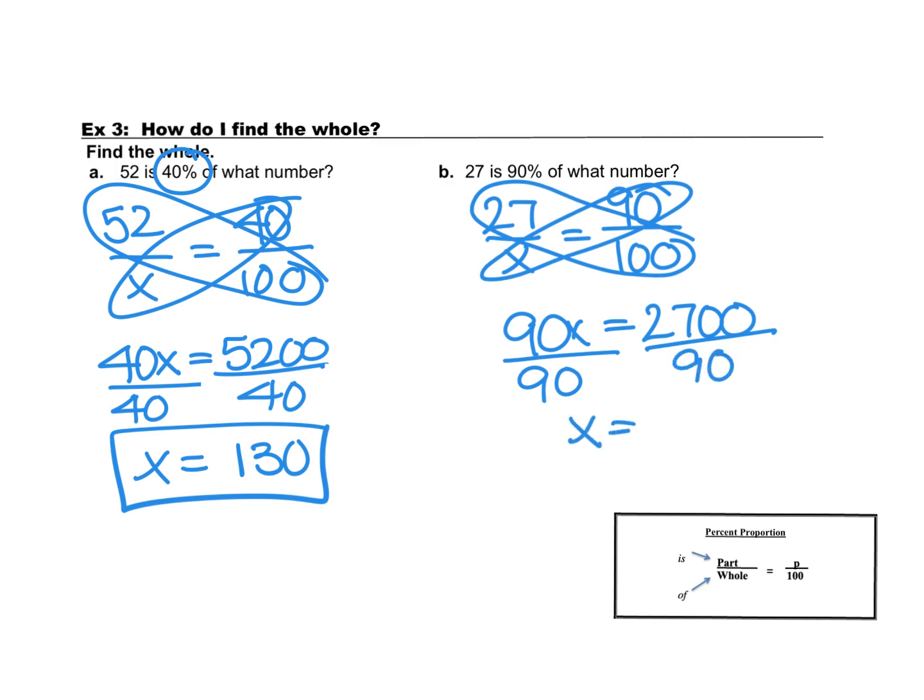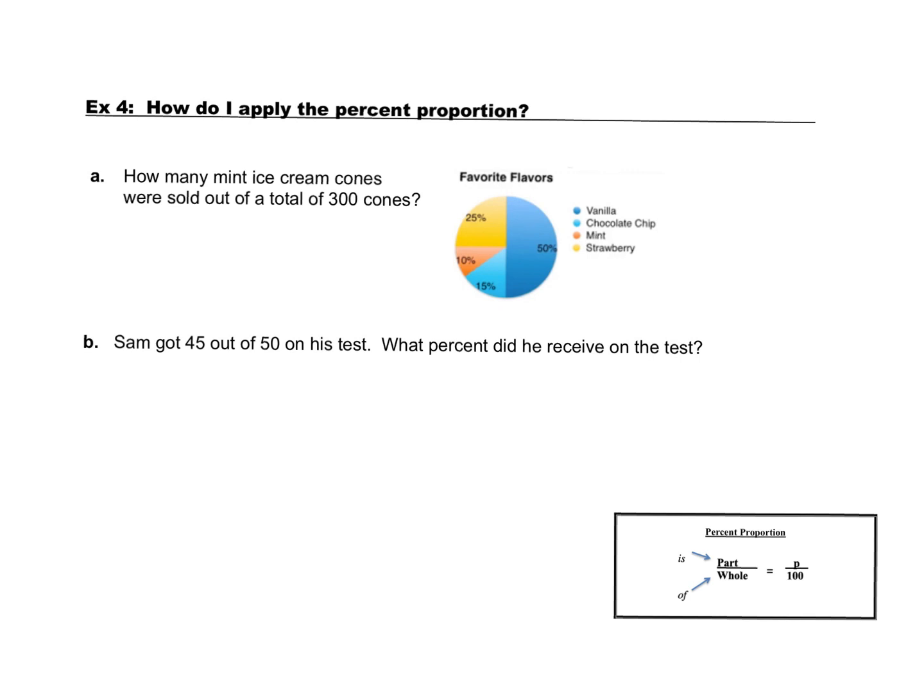And x is going to be equal to 30. So 27 out of 30 is equal to 90%. Example number 4, how do I apply the percent proportion? How many mint ice cream cones are sold out of a total of 300 cones?